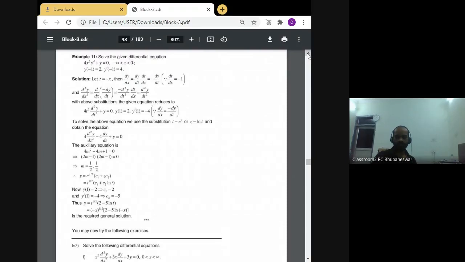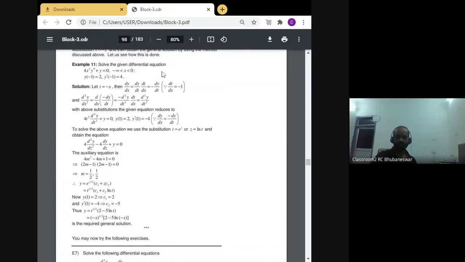Let us see example number 11. Here it is an initial value problem of a differential equation of order 2. The equation is 4x square y double dash plus y equal to 0, defined over the interval minus infinity to 0. The conditions are also given at minus 1, that is y of minus 1 equals 2 and y dash of minus 1 equals 4.